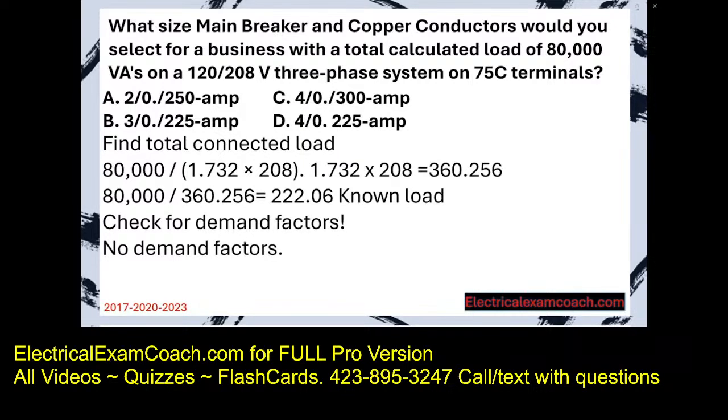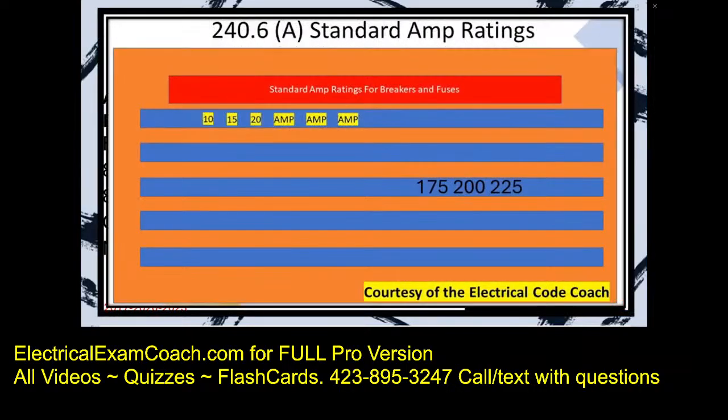Let's size our overcurrent protective device first, based off of 222 amps. We head to table 240.6(A), and we choose the next standard size. And in this case, it's going to be a 225.